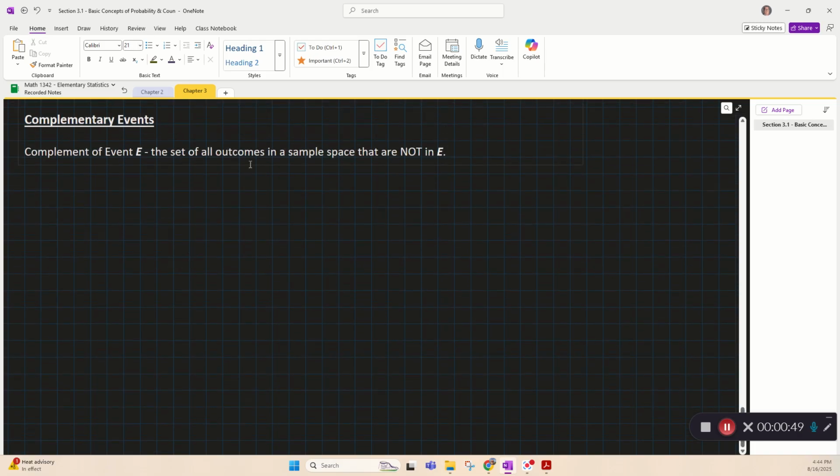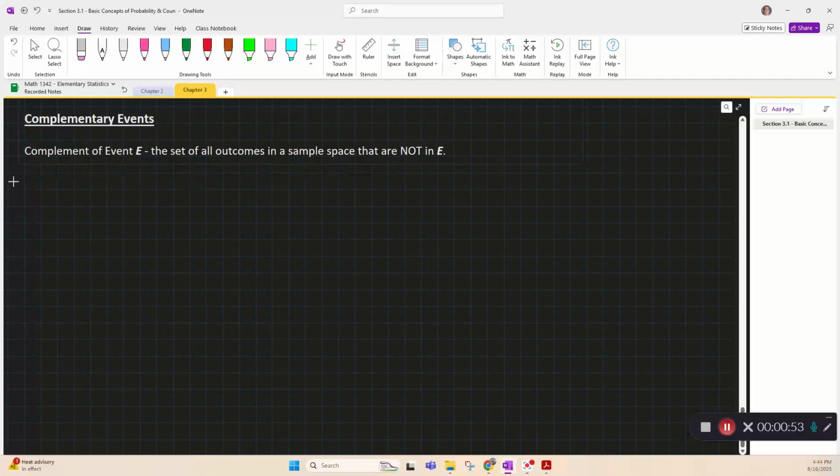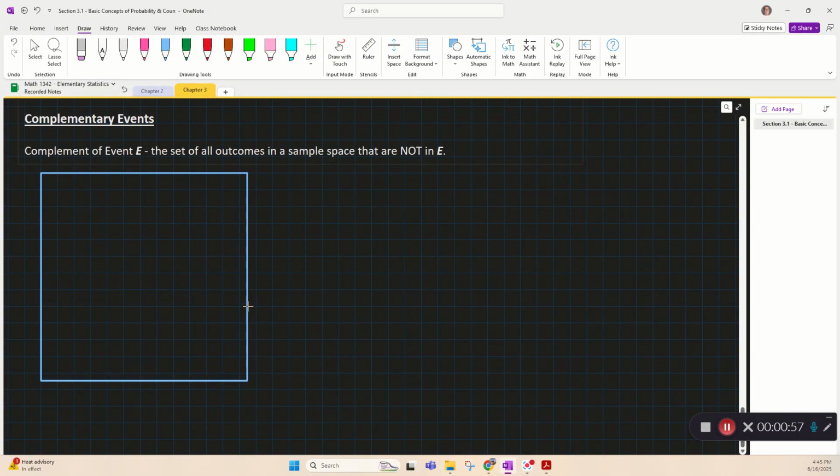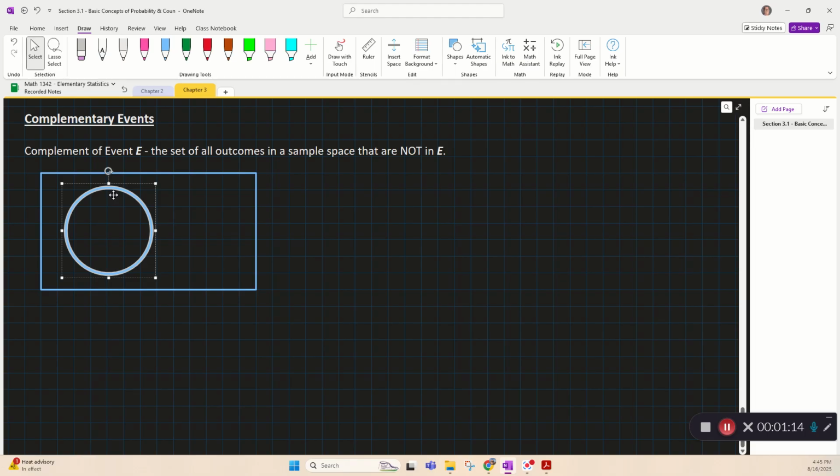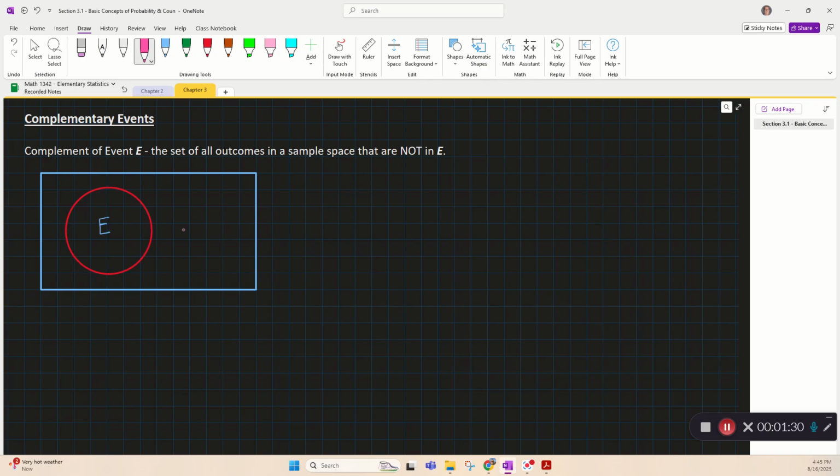So what this looks like is if I were to draw just some sample space, maybe like this. If E were the circle in here, then E complement would be everything out here. So we would mark that with an E and then an apostrophe. Sometimes you might see a C right there. Our book uses an apostrophe.